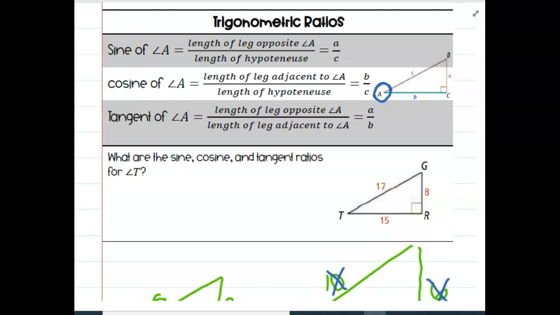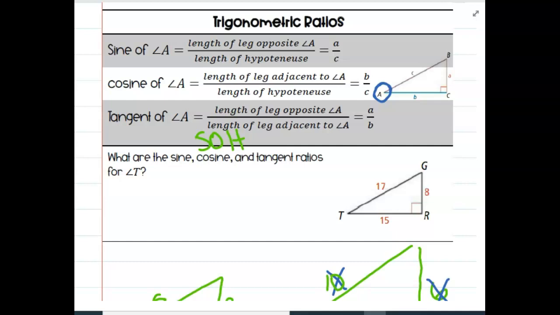Now this is kind of a lot to remember, and you have to remember these ratios, which may seem a little daunting, but there's a really, really easy way to remember them. This is what I was taught in art school. I think they still teach it this way. So how you remember that sine is the length of the leg opposite over the length of the hypotenuse, you're going to do SOH. Sine is opposite over hypotenuse.